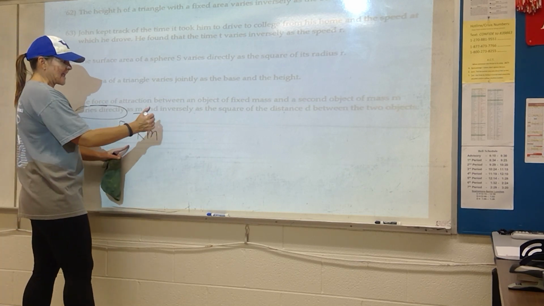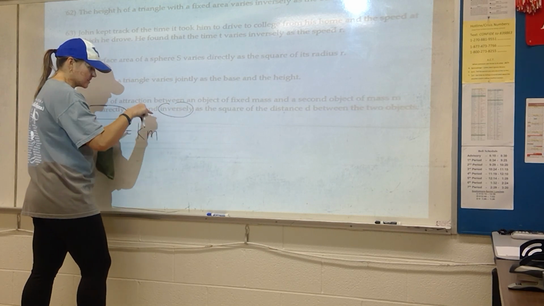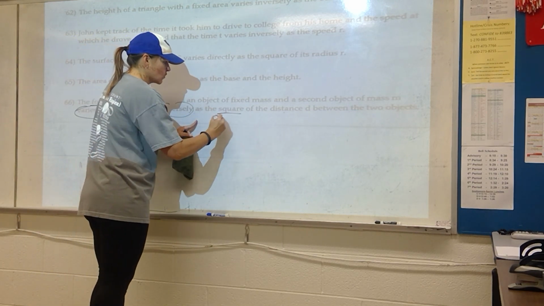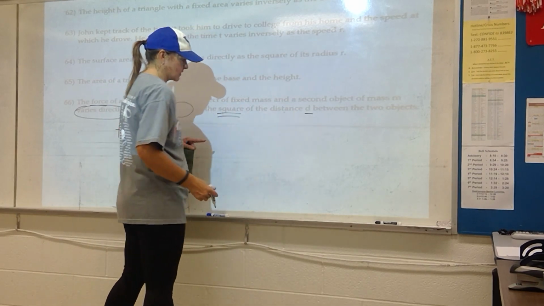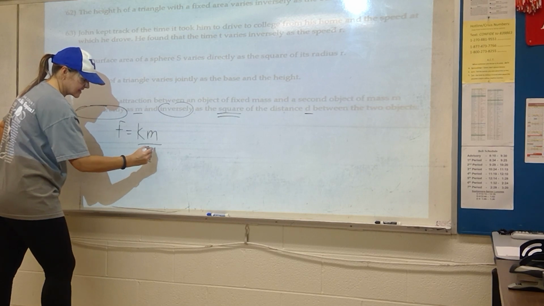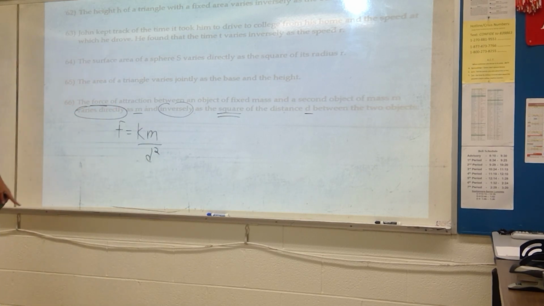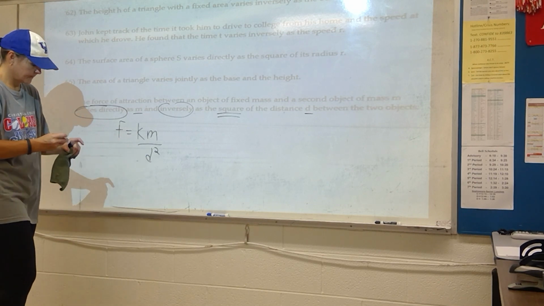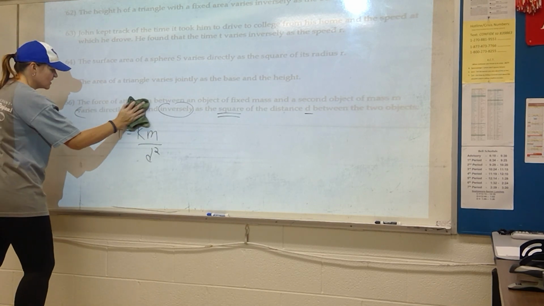So that's direct. And inversely, so we're going to put something in the denominator. Inversely is what? As the square of the distance d between the two objects. So it's not just inversely as d, it's inversely as the square. So force varies directly to M and inversely to the square of d. Okay, we're almost done.